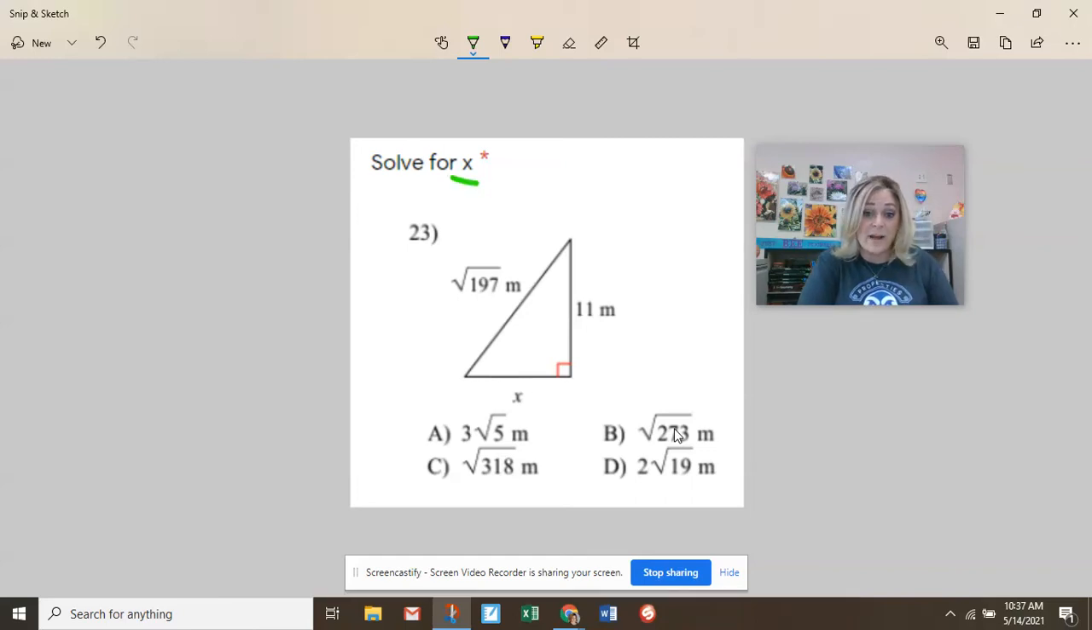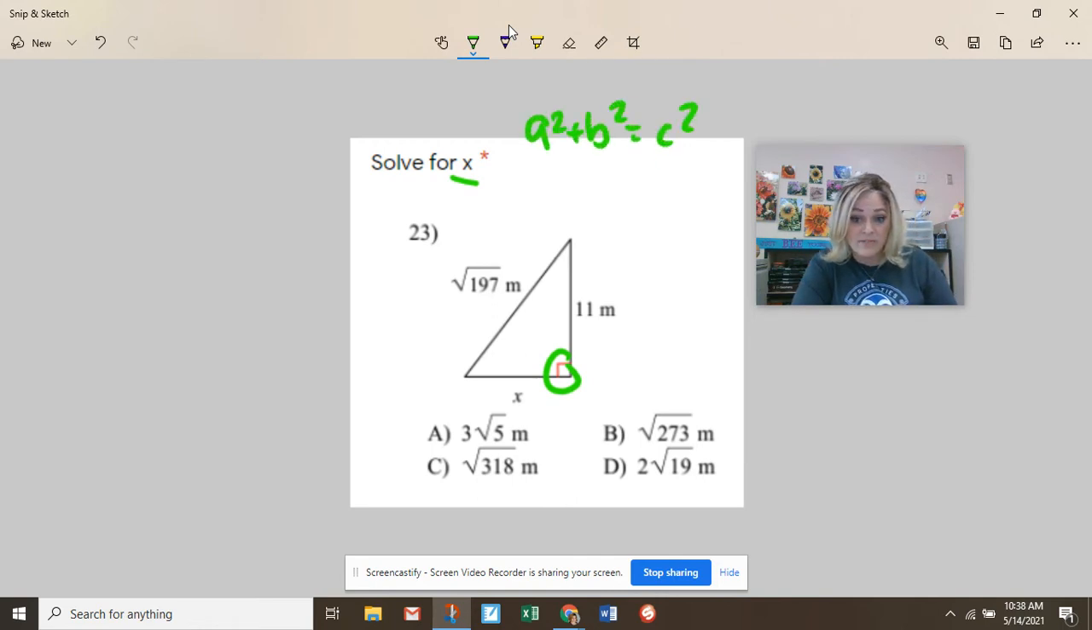All right, we have a right triangle and we need to solve for x. So anytime you have a right triangle and you're dealing with the side lengths, double check if the Pythagorean theorem will work. Because if you have two sides given and you're looking for the third side, it will work on a right triangle. So remember, you have a squared plus b squared equals c squared.